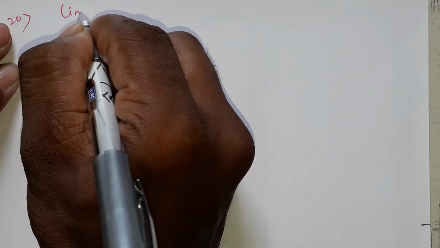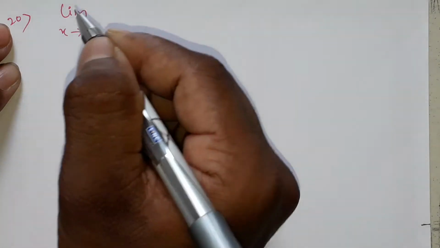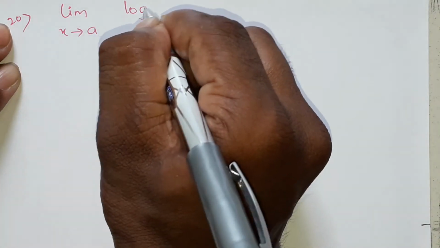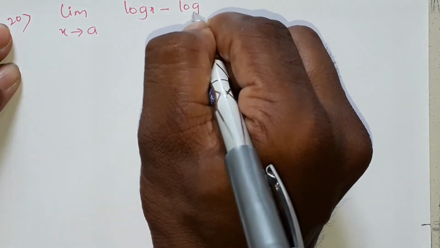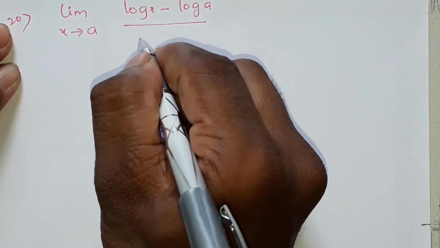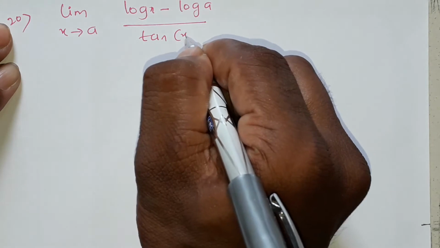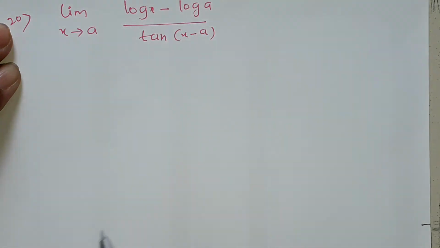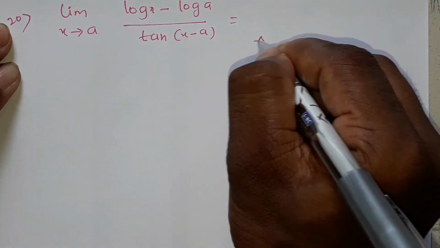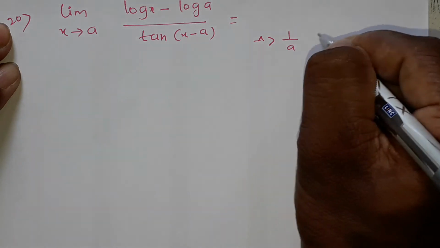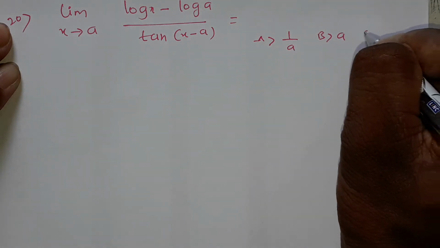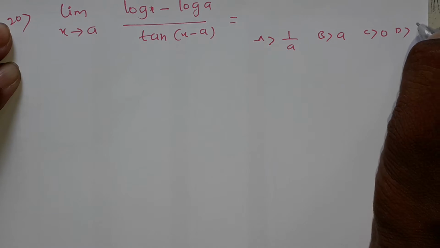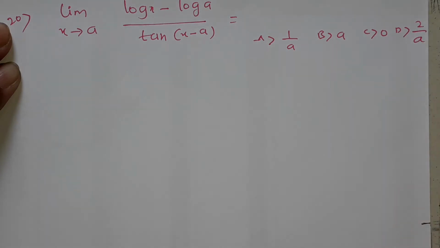Limit x tends to a, (log x minus log a) by tan of (x minus a) equal to. Option A is 1 by a, option B is a, option C is 0, option D is 2 by a.